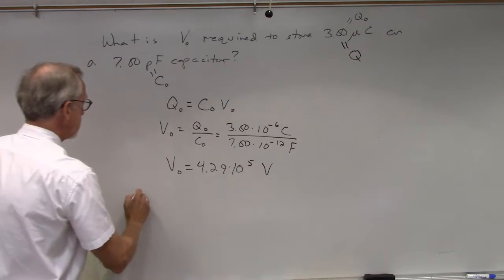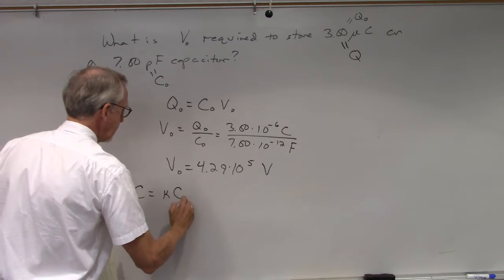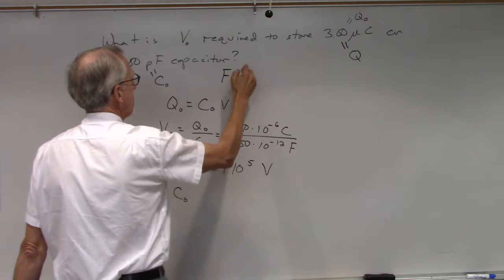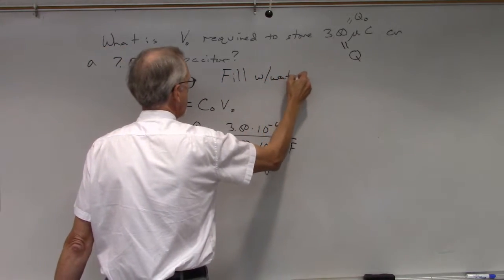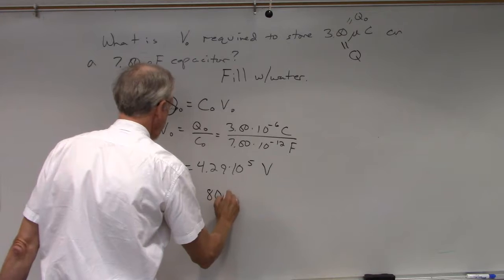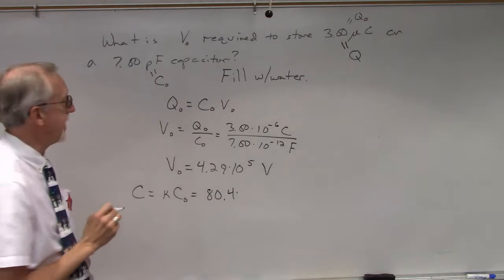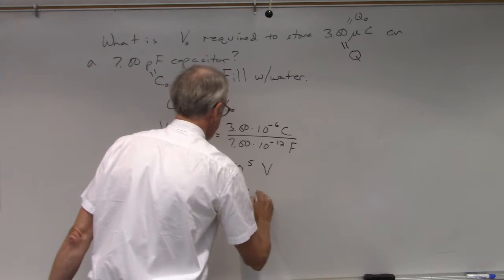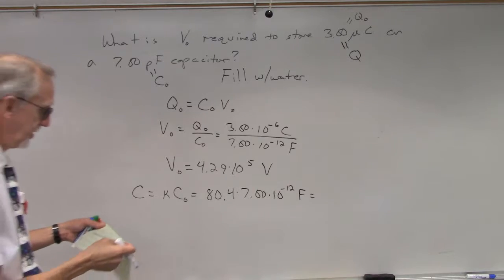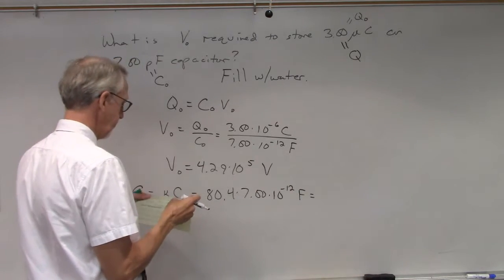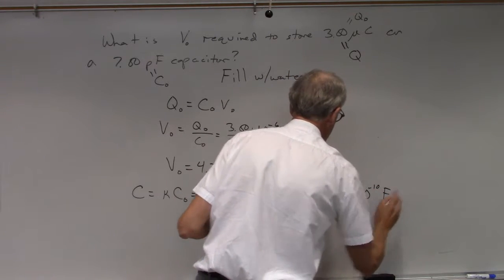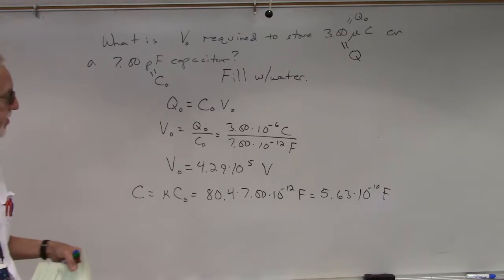What's our new capacitance? Well, the new capacitance, remember, is kappa times the vacuum-filled capacitance. Assuming we fill this with water, remember the dielectric constant of water is 80.4, times the vacuum-filled capacitance, which is 7 picofarads. Our new water-filled capacitance is 5.63 times 10 to the minus 10th farads.